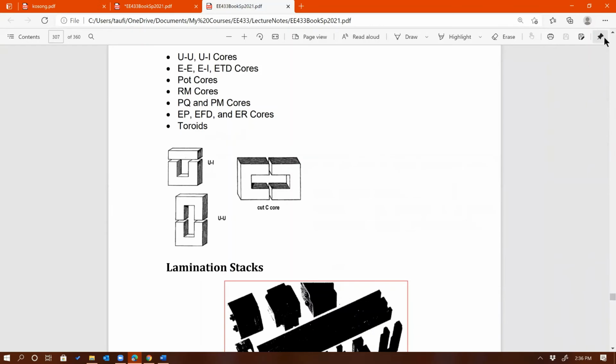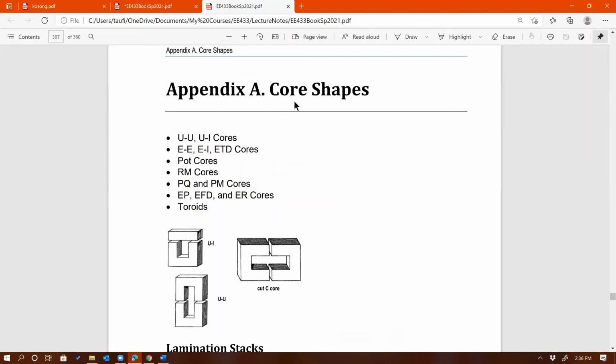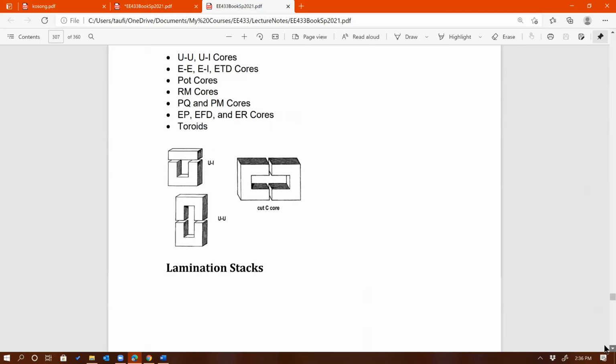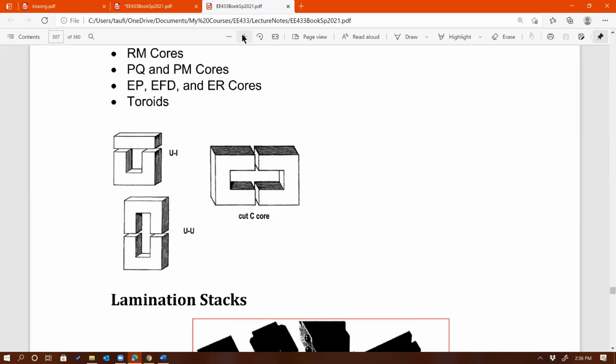This is toward the end of the book, in the appendix. You can see I have appendix A that shows you different core shapes. Check this out: if you are using a UI core, for example, you see the UI core right there? It consists of 2 different pieces that you put together as a core. So the core by itself is not just one piece. You have to put 2 pieces together like that. Because of that, again, you're going to have an air gap, which is very tiny.